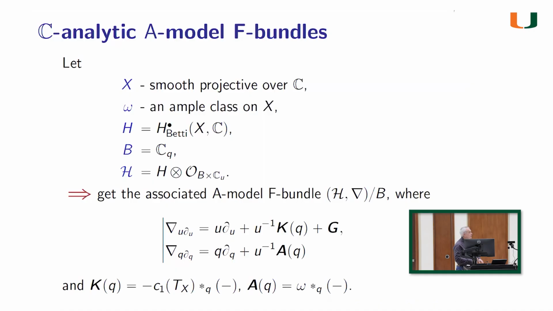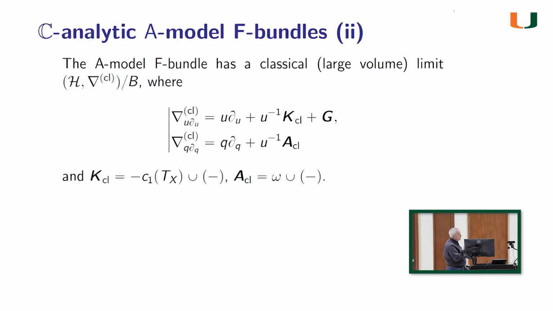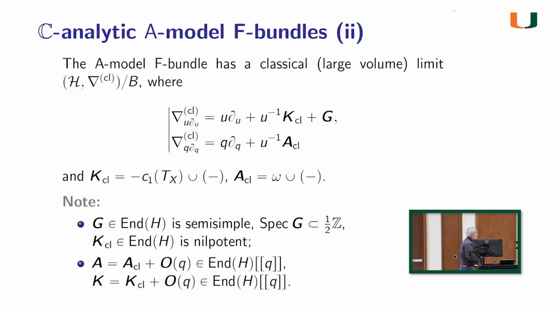But they don't depend on U. It's the key thing. And so one great feature of this situation is that if you look at the large volume limit of this quantum connection, so replace the quantum multiplication by the first-order class and by the symplectic form by the classical multiplication, then you get another F bundle, like a classical F bundle.